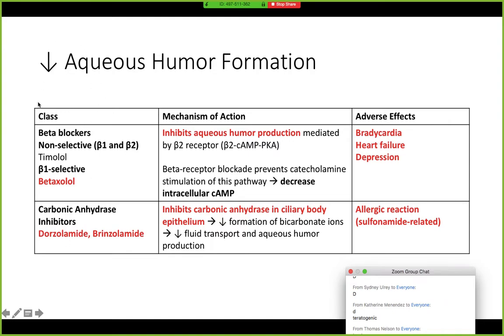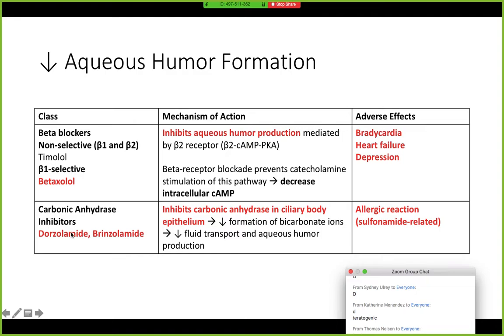He talked about 2 classes of drugs that are going to decrease aqueous humor formation. First are your beta blockers. Beta blocker blockade is going to prevent catecholamine stimulation in this pathway, and you're going to see a decrease in intracellular cAMP and a decrease in aqueous humor production. That's mediated by this cyclic AMP PKA pathway. And then your adverse effects: bradycardia, heart failure, and depression.